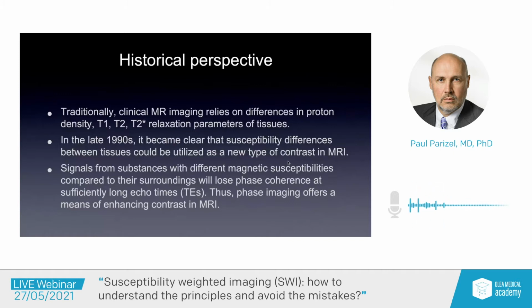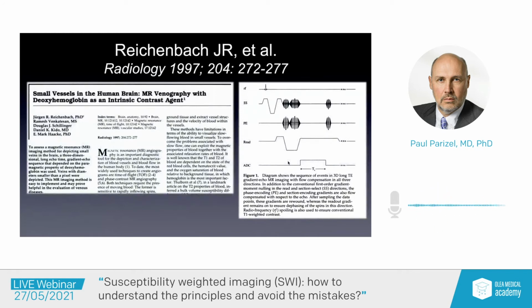That means that phase imaging offers a way of enhancing contrast in MRI. And that realization happened more than 25 years ago and was first published in a landmark paper in Radiology by Jürgen Reichenberg, a German PhD student who was at that time working in the United States and who came up with the idea of using that sequence to look at small vessels in the human brain. And he coined the technique MR venography, so looking at veins.